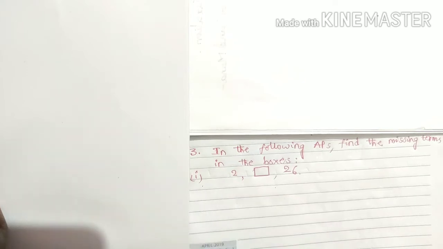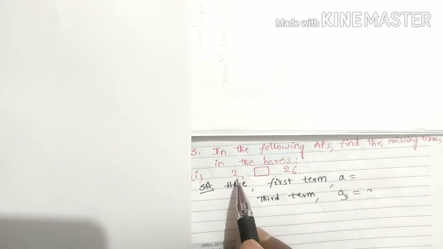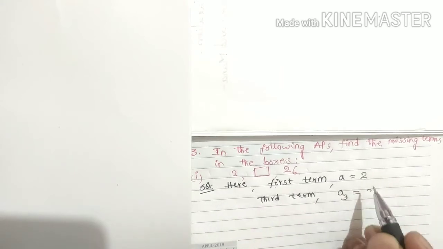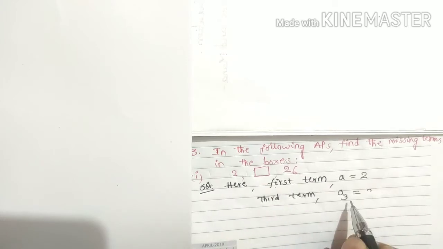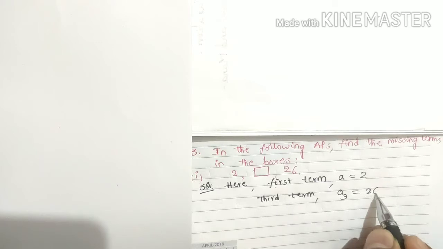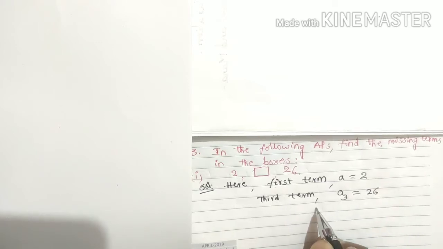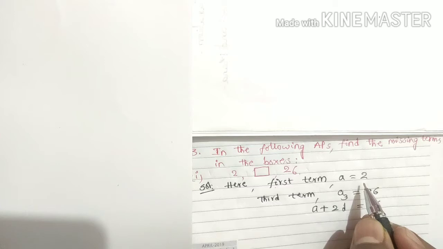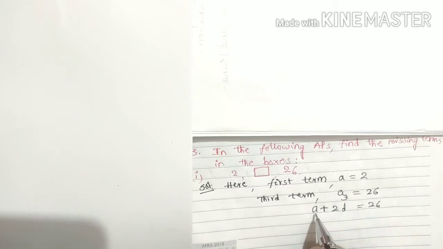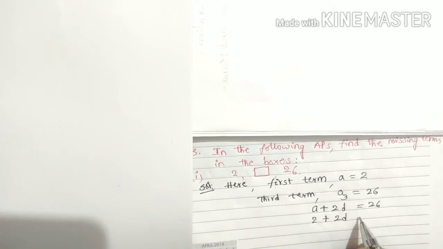That only we are going to write. Here first term A is equal to 2. First number is 2, and the second term is missing. The third term is given as 26. So third term A3 is equal to 26. We know that A3 is nothing but A plus 2D, that equals 26. A value 2 is given here, that you substitute here. Instead of A we are writing 2 plus 2D is equal to 26.